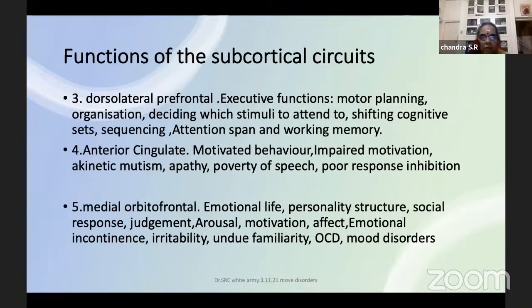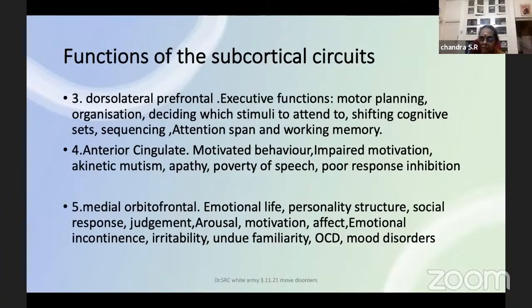So what are these circuits doing? The dorsolateral prefrontal circuit: executive function, motor planning, organization, deciding which stimuli to attend to, and shifting of sets. Supposing you are listening to a song, suddenly you remember that you have a session and you wish to attend. So you have to inhibit that one and come to this, that is called set shifting. You are in a set, you are in a function. If you want to go away from this, you have to stop this and shift to another activity. That is called set shifting function. We always do that. You have got a condition called palinopsia, the visual path, I would sometimes have mentioned. So you see an object and you recognize this is a pen, and the pen is removed and the book is shown. Then you have to erase the pen and only then register the book.